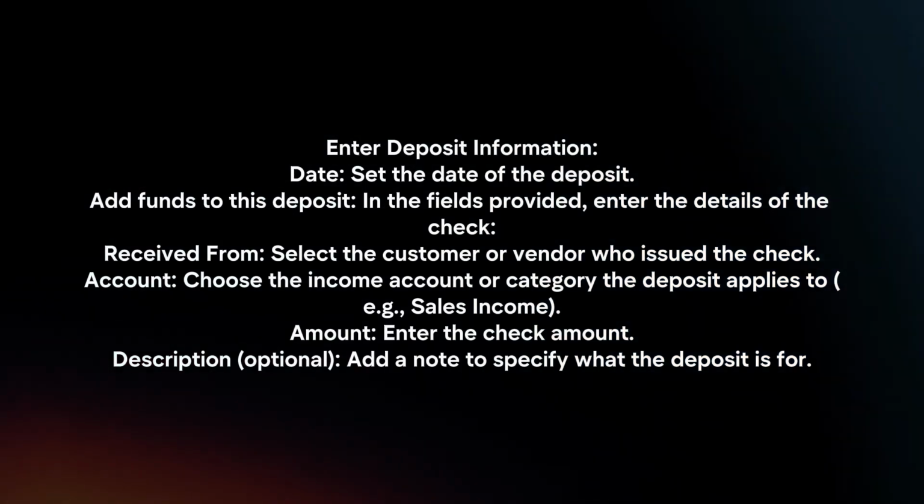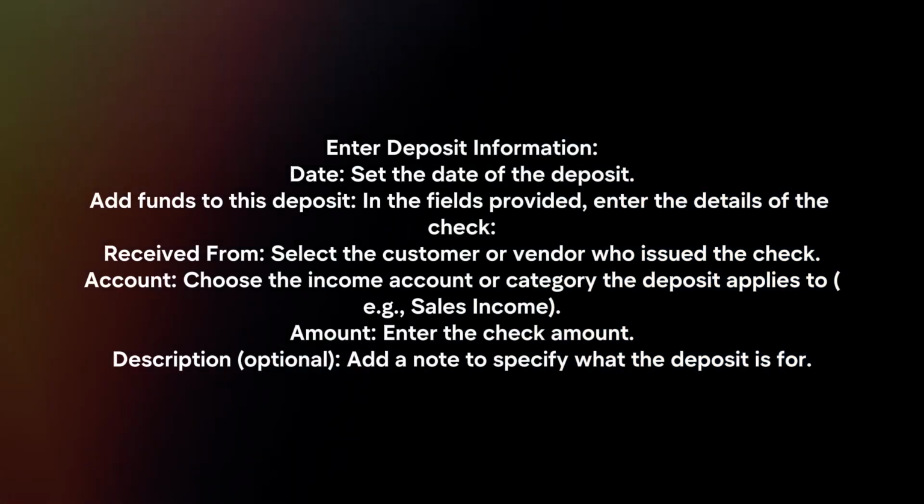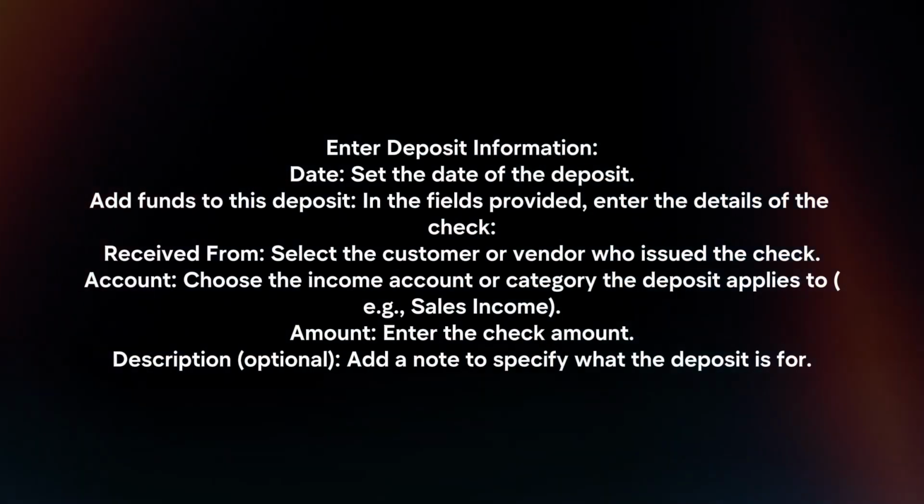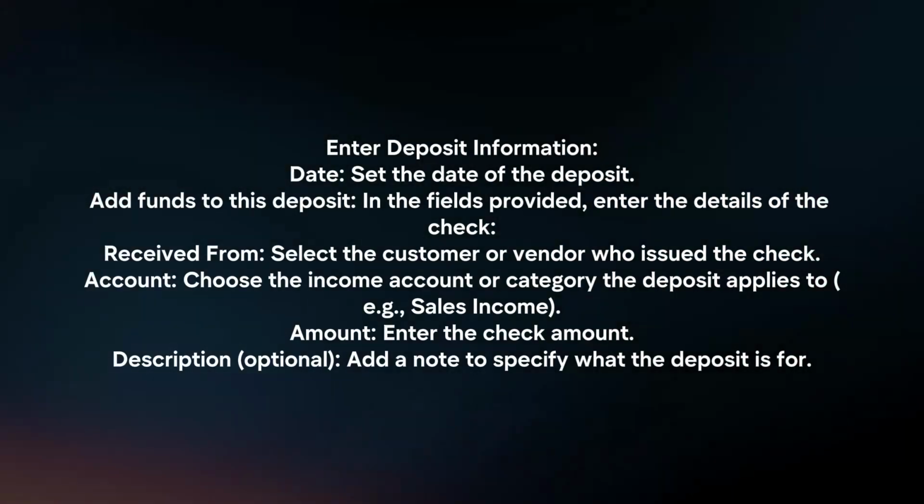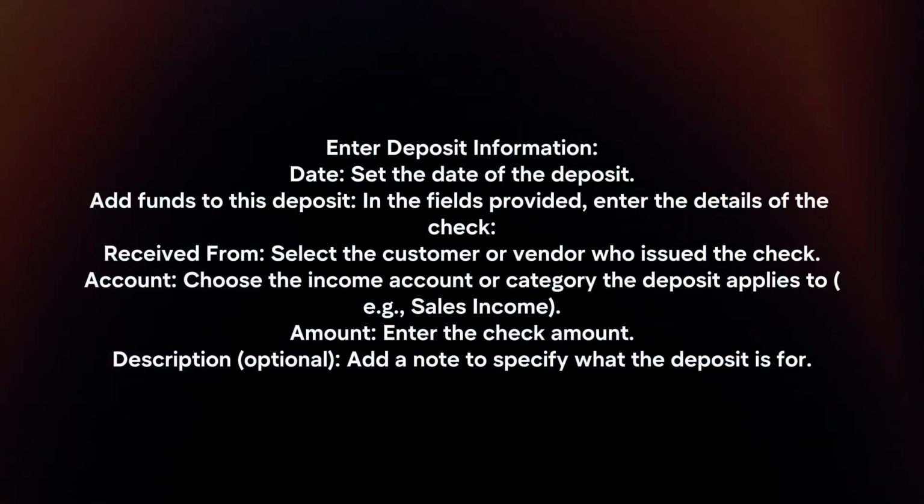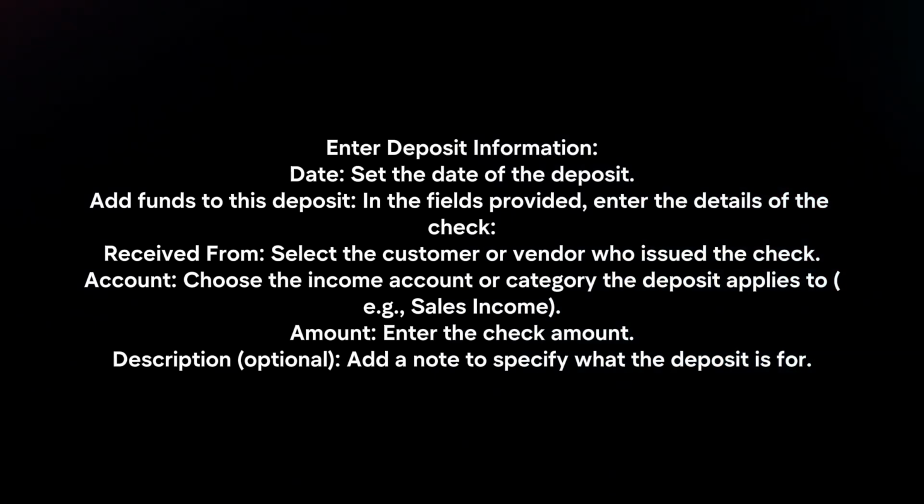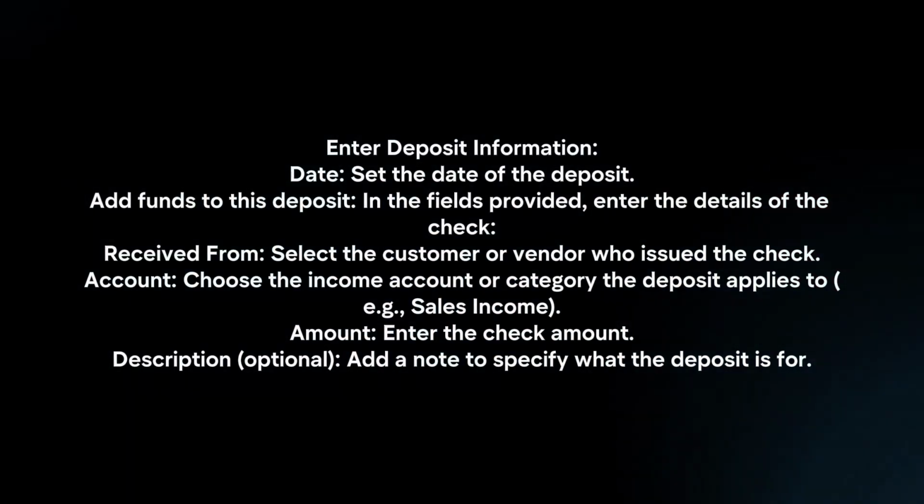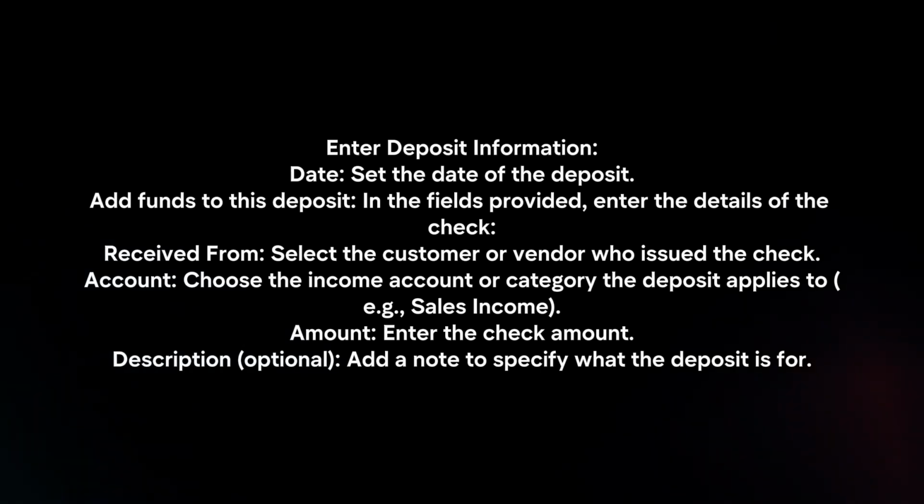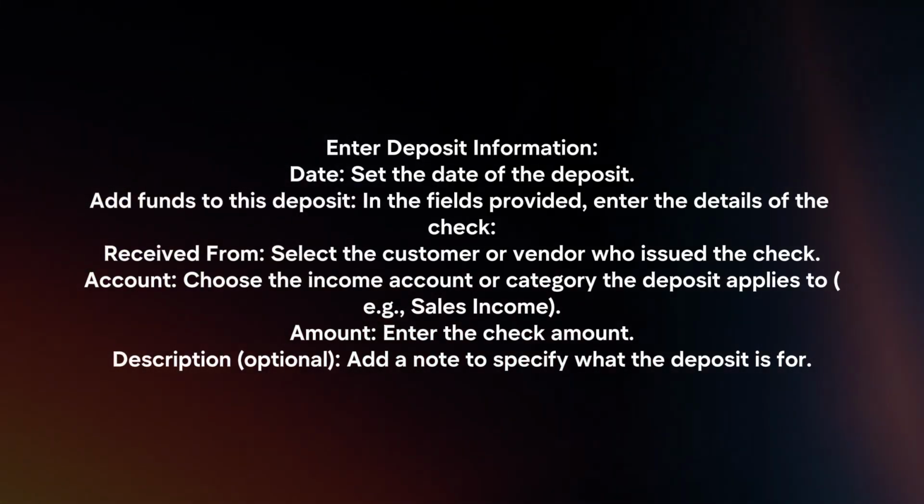Add funds to this deposit. In the fields provided, enter the details of the check. Received from. Select the customer or vendor who issued the check. Account. Choose the income account or category the deposit applies to. Amount. Enter the check amount. Description. Add a note to specify what the deposit is for.